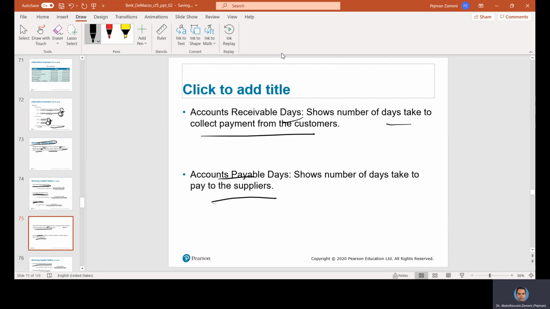Accounts receivable days shows the number of days it takes to collect payments from the customers. And accounts payable days shows the number of days it takes to pay the supplier. This means if we can reduce the accounts receivable days and prolong the accounts payable days, it is much better for the company.